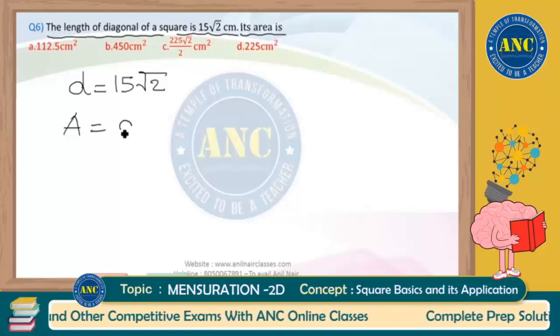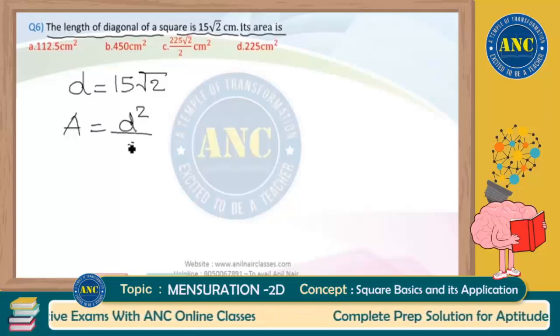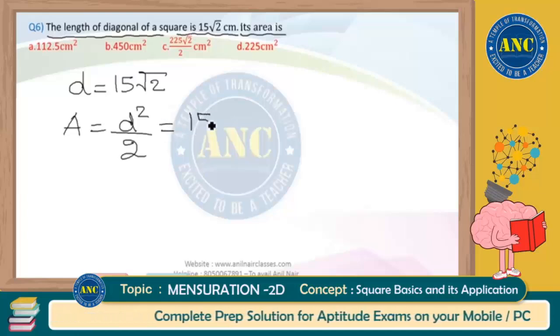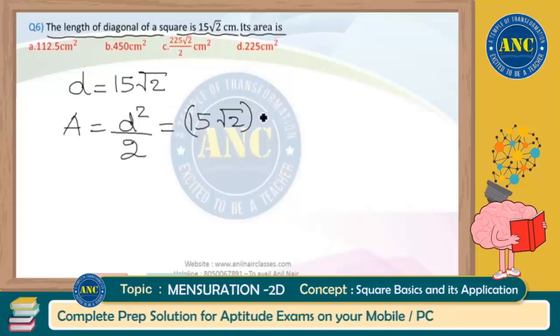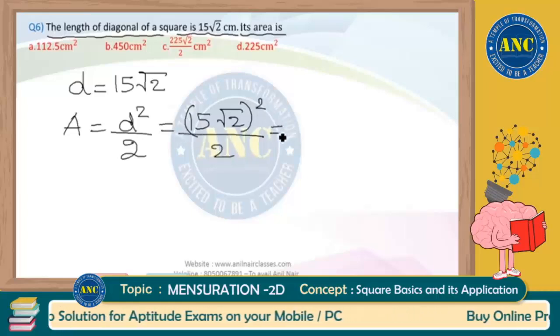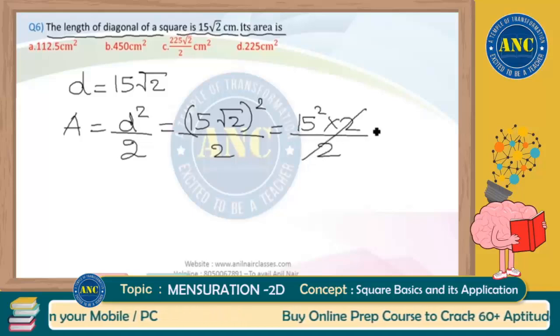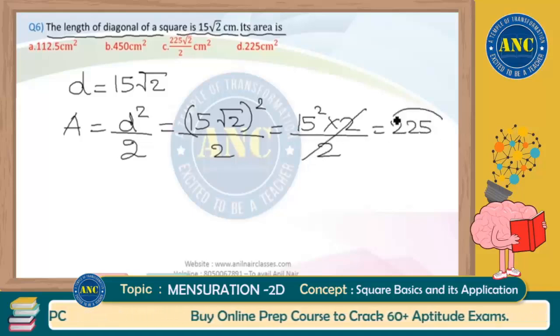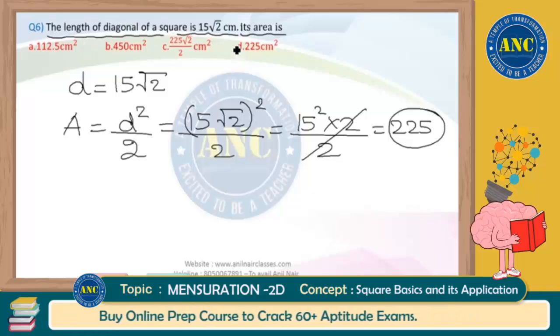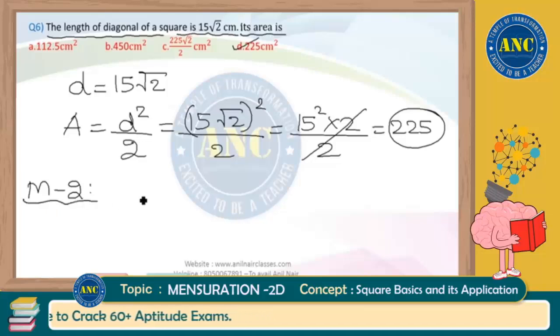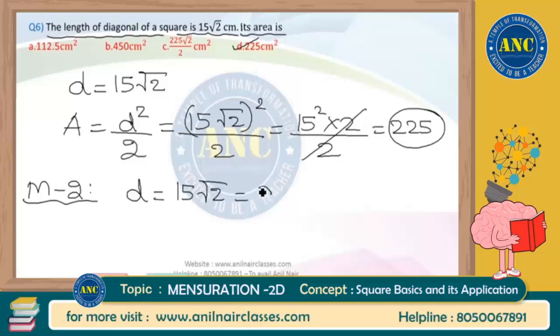The area of a square is diagonal square divided by 2. The diagonal square is 15 root 2 whole square divided by 2. So this is 15 square into 2 divided by 2. 15 square is 225 centimeter square. The answer for this question is option D. Sir, can I do it in some other method? Definitely. The diagonal is 15 root 2. The diagonal of a square is a root 2, where a is the side of the square.